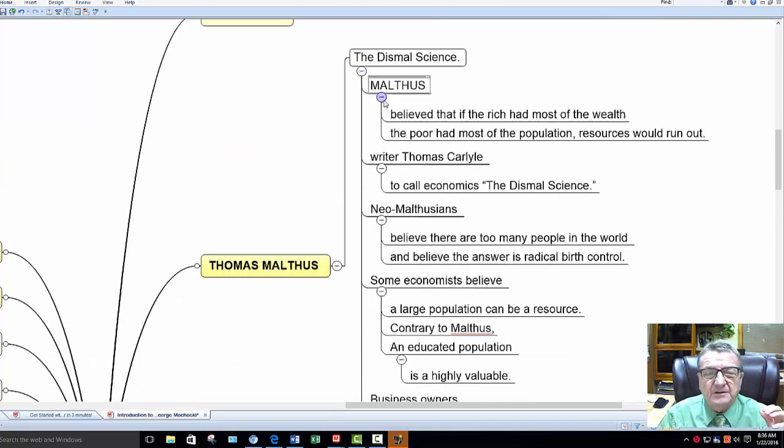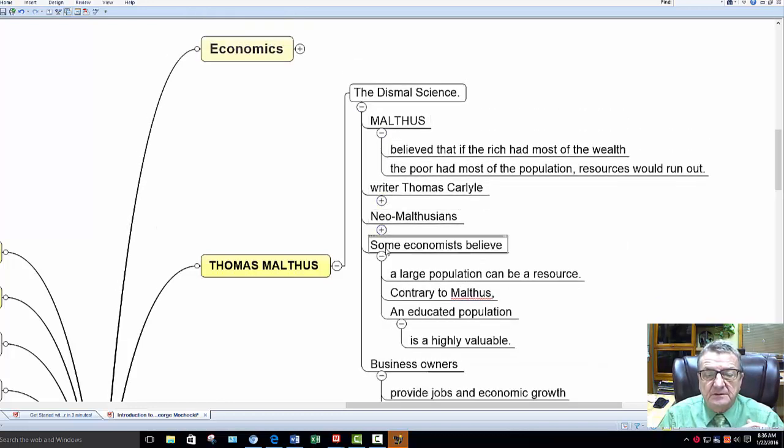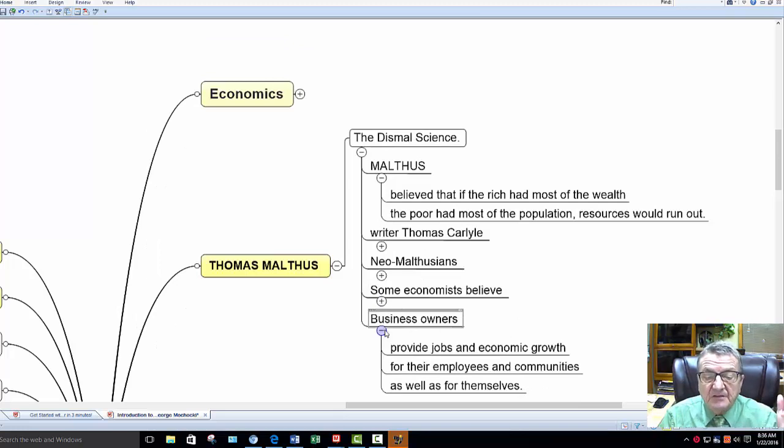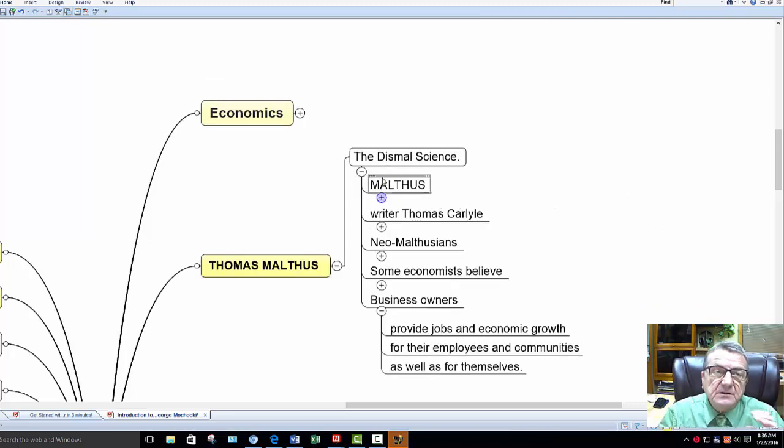We already discussed this, but for lack of better words, you have this information. I left it open for those of you who want to know more about it. Malthus believed that the rich had most of the wealth, and you can even see that now, and for the poor, most of the population's resources would run out. So when I'm looking at Thomas Malthus, he's looking at the dismal science in a more politically correct definition: there's only so much resources within a country.